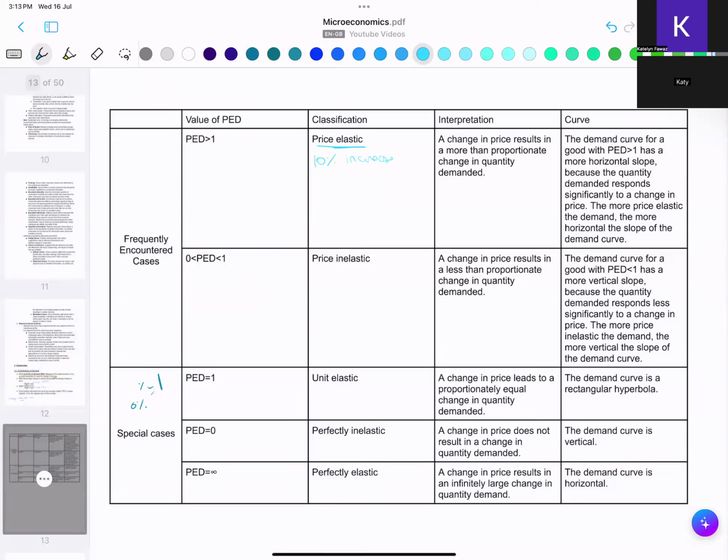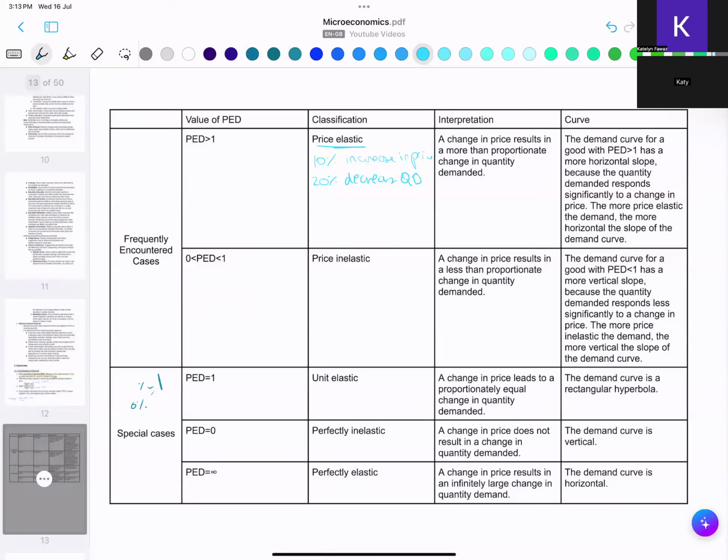there will be a 20% decrease in QD. This means that the change in quantity demanded as a response to the change in price is larger than the actual change in price. Okay, this is basically what that means.